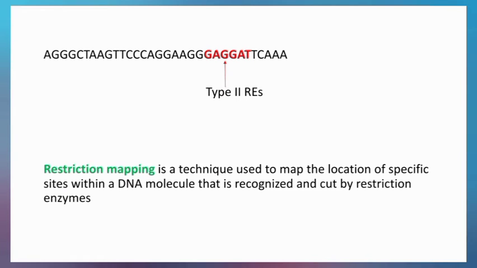So we can define restriction mapping as a technique that is used to map the location of specific sites within a DNA molecule that is recognized and then cut by restriction enzymes. We are going to find out those regions in the DNA that are recognized by the restriction enzymes and then cut by them. Mostly in genetic engineering, the type 2 restriction enzymes are of interest because of the fact that they recognize the restriction sites and then cut through them.